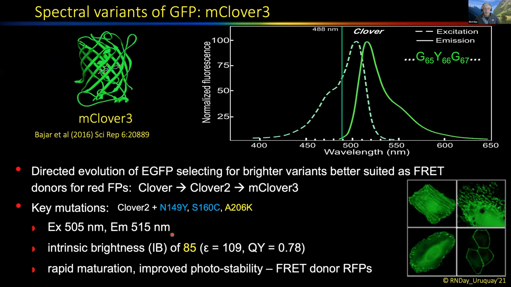I'm going to refer to intrinsic brightness as a way of comparing the FPs. Intrinsic brightness is simply the quantum yield times the extinction coefficient. And so original eGFP has an intrinsic brightness of 35. Clover3 has an intrinsic brightness of 85.